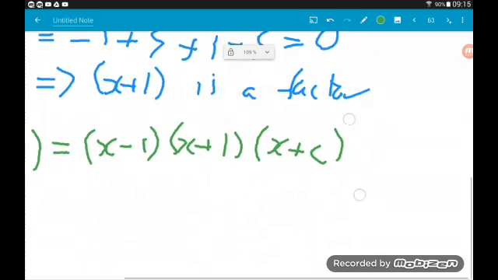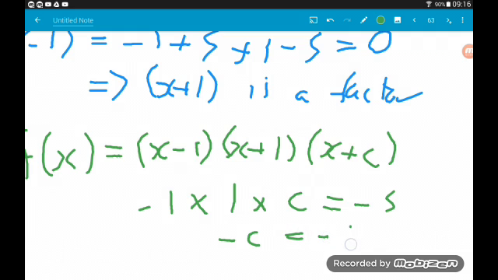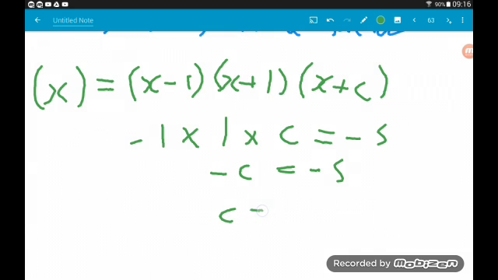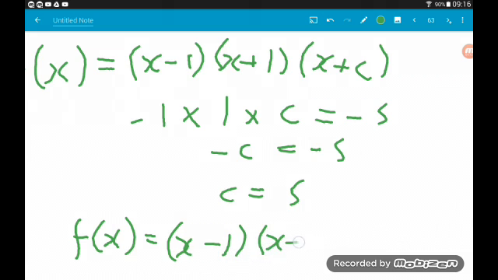So that tells us these 3 constants multiplied together have to give us minus 5. So, in other words, minus 1 times positive 1 times c has to equal negative 5. So minus 1 times 1 times c is minus c. Minus c is minus 5. And therefore c is 5. So we can write f of x as (x minus 1)(x plus 1)(x plus 5). Like that. If you want to check, of course, use the factor theorem, substitute in x equals minus 5.